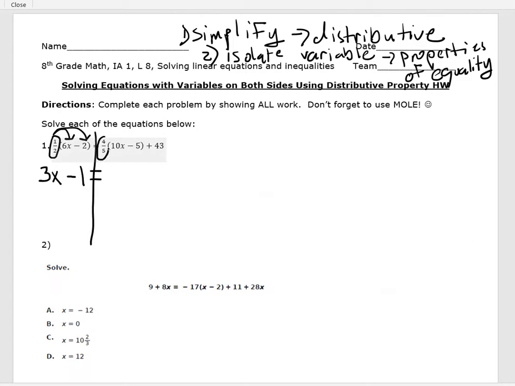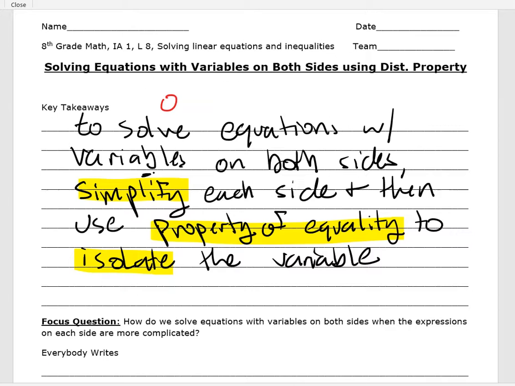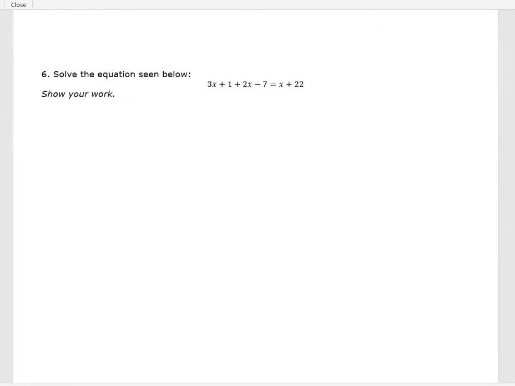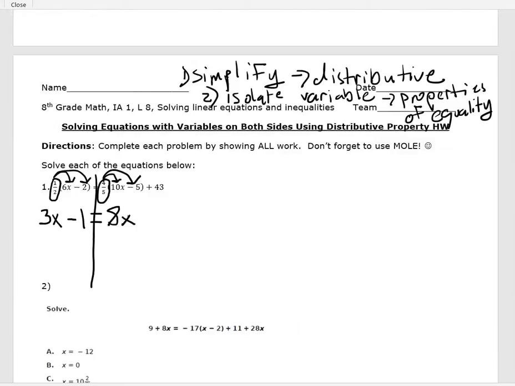And over here, I have some distributive property as well. I'm going to circle my 4/5. Okay, so 4/5 of 10x is going to give me 8x. And then 4/5 of -5 is going to give me -4, and then I'll bring down that plus 43.